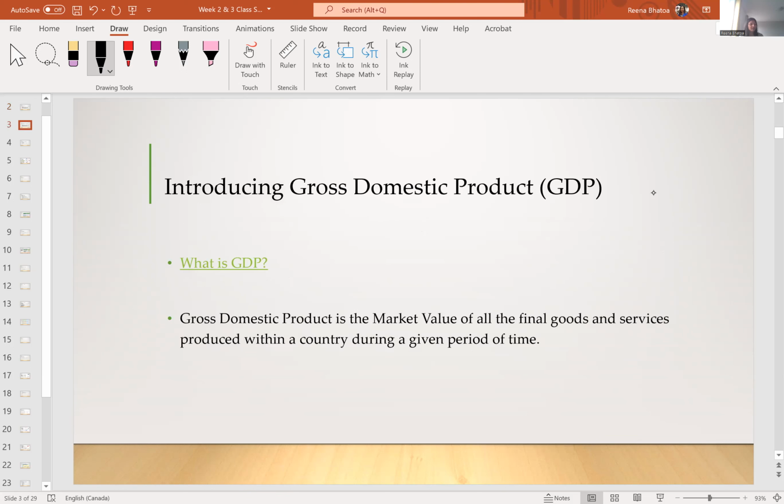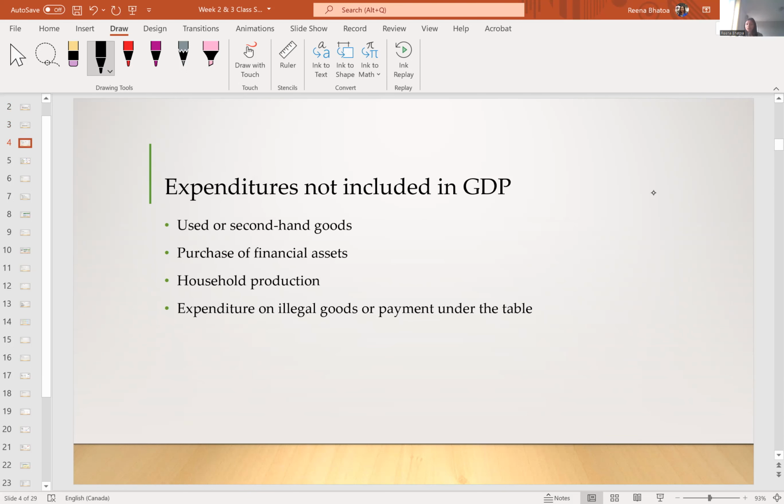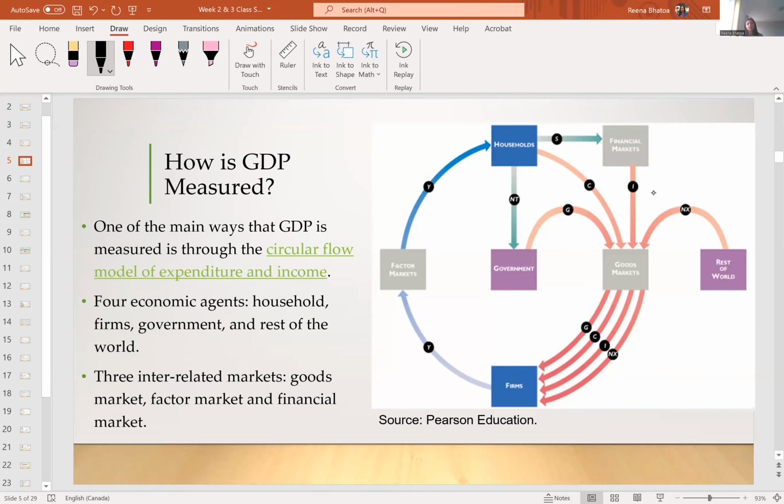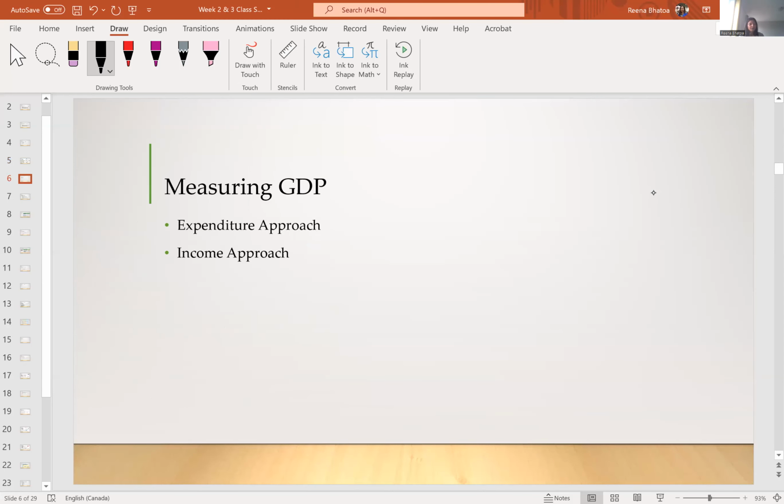Just show you the slides. We have talked about GDP, what is not included in GDP, and circular flow model. And we practiced these questions using Kahoot last week. Okay, and next is measuring the GDP. Here we are.